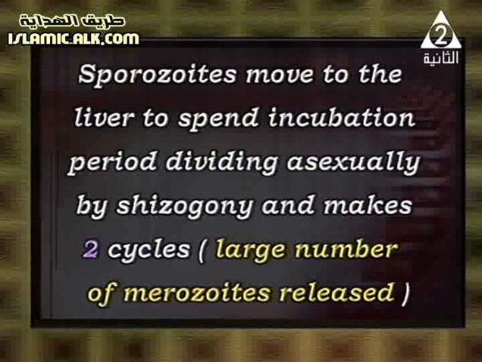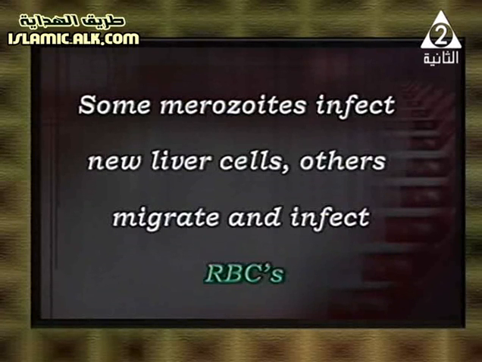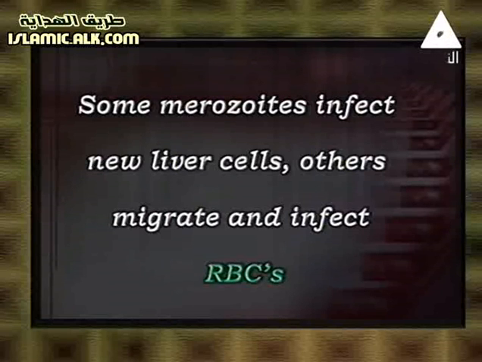Again, let me remind you, we said that in alternation of generation we have two cycles, one sexual and the other asexual. This is the asexual one, which happens in the liver of the human by releasing a large number of merozoites by the effect of schizogony. After that, some merozoites can infect new liver cells, the surrounding cells inside your liver, and other merozoites migrate and move inside your body to infect red blood cells.